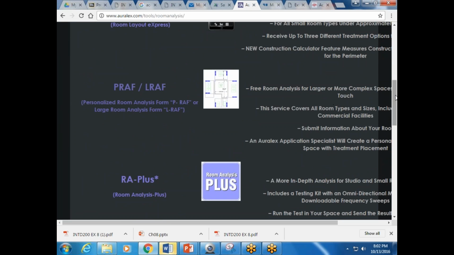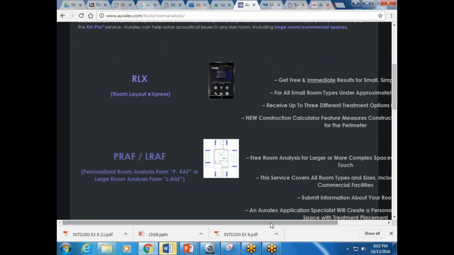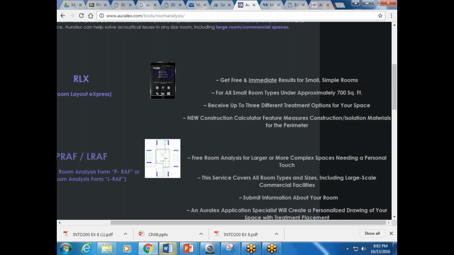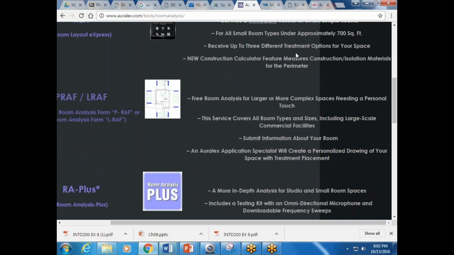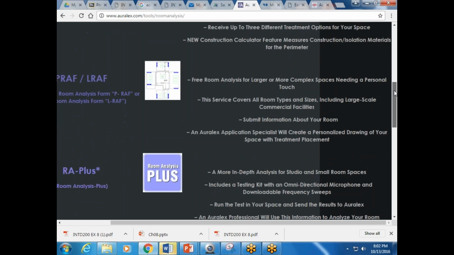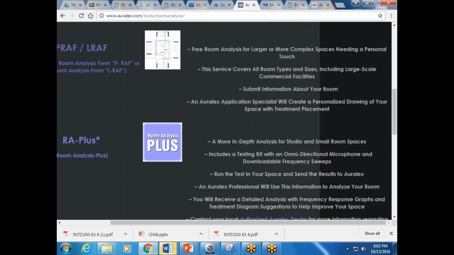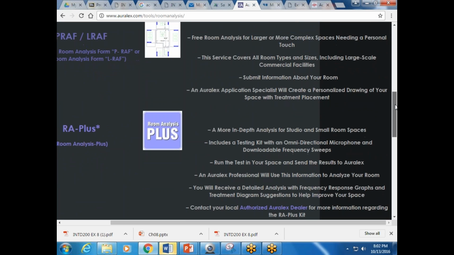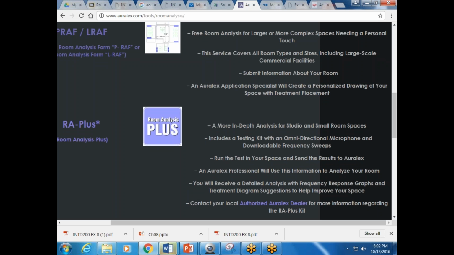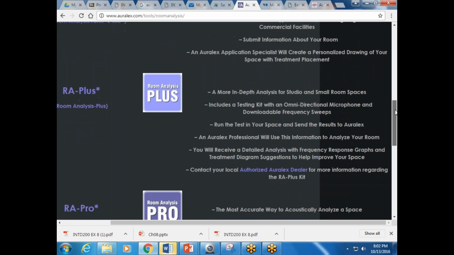So I would send them, and really anyone can do this, but we're more equipped to do it because we know AutoCAD. So they say, get free immediate results for small, simple rooms. For all small room types under 700 square feet, receive up to 3 different treatment options for your space. A new construction calculator. They have free room analysis for larger, more complex spaces needing a personal touch. It covers all room types and sizes, including scale of commercial facilities. Submit your information about your room, and the application specialist will create the drawing packet for you.